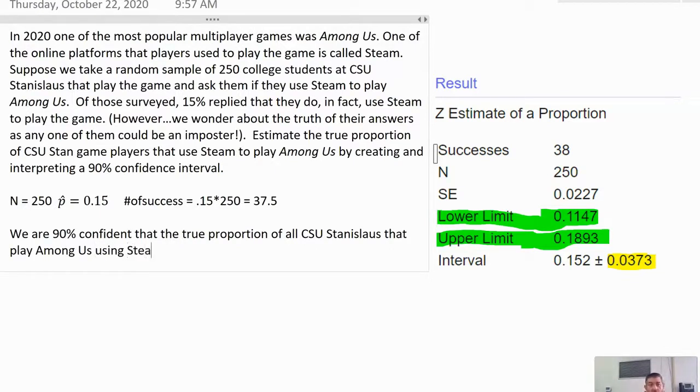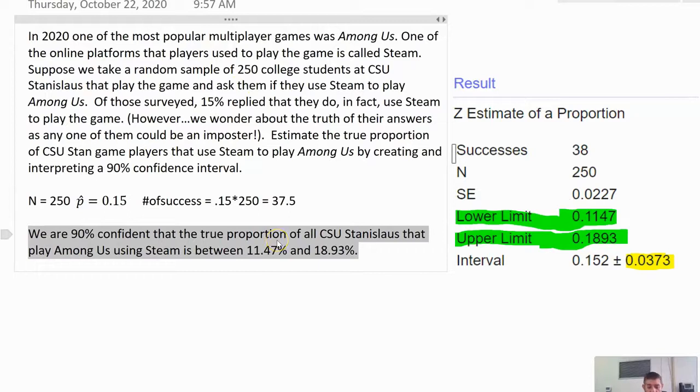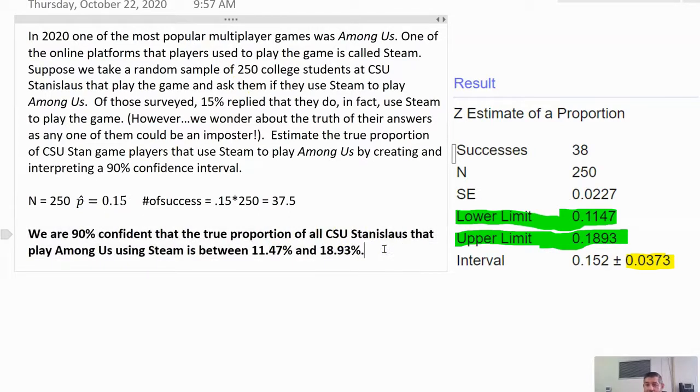So we're 90% confident that the proportion of all CSU STAN students that play Among Us on Steam, or using Steam, is between 11.47% and 18.93%. Okay? All right. So then we are going to go on. That's it. This is all we need to do, use GeoGebra to find our answer. That's the goal. All right.